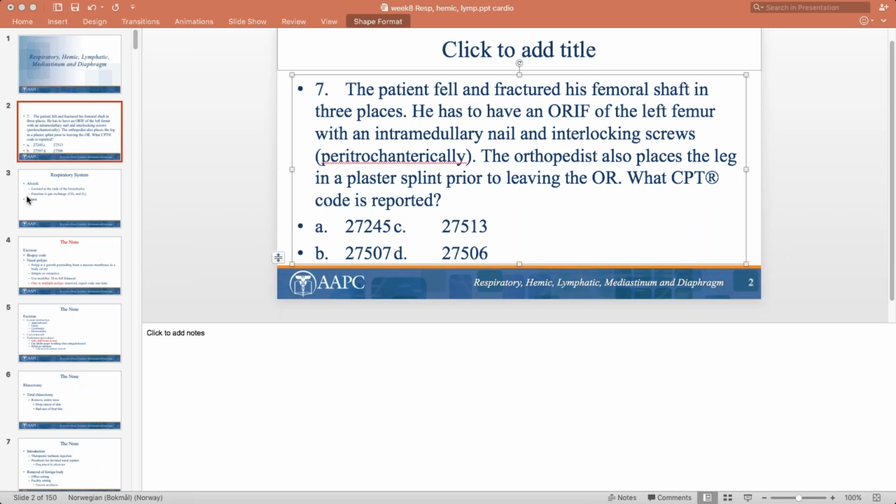But let's do one more. Feeling comfortable with musculoskeletal so far? Great. Yay! I am happy. I wish I could see. Can somebody put a smiley face there? All right. Yay! Thank you. All right. Let's do another question real quick before we move on.